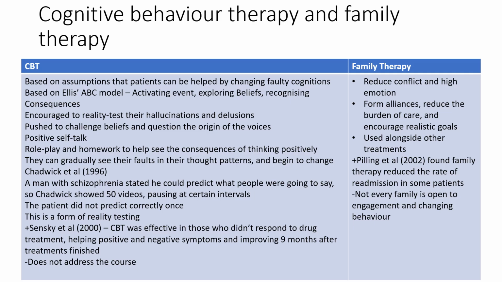And then family therapy. This reduces conflict and high emotion to form alliances, reduce the burden of care, and encourage realistic goals, and is often used alongside other treatments such as drug therapy. Pilling et al. in 2002 found family therapy reduced the rate of readmission in some patients, but not every family is open to engagement and changing their behaviour, which is one of the more difficult sides of it.